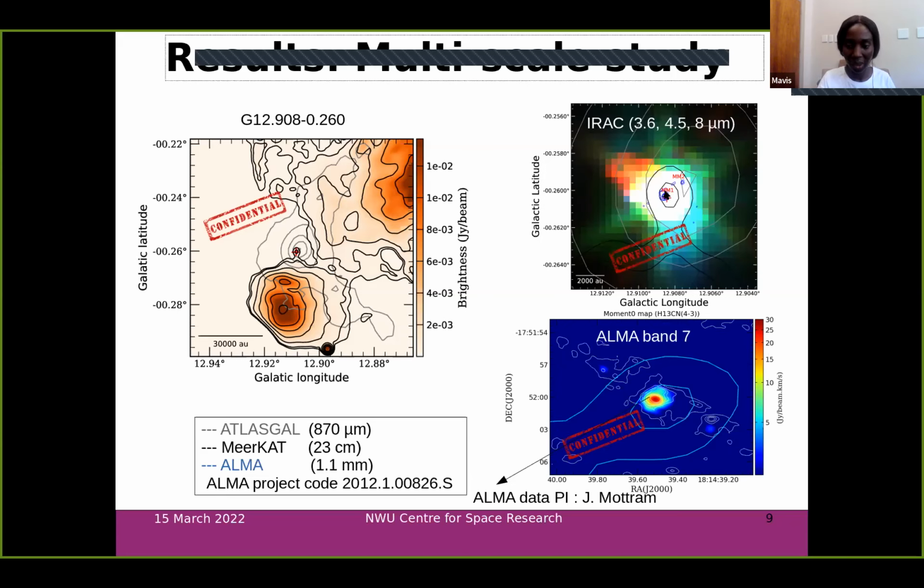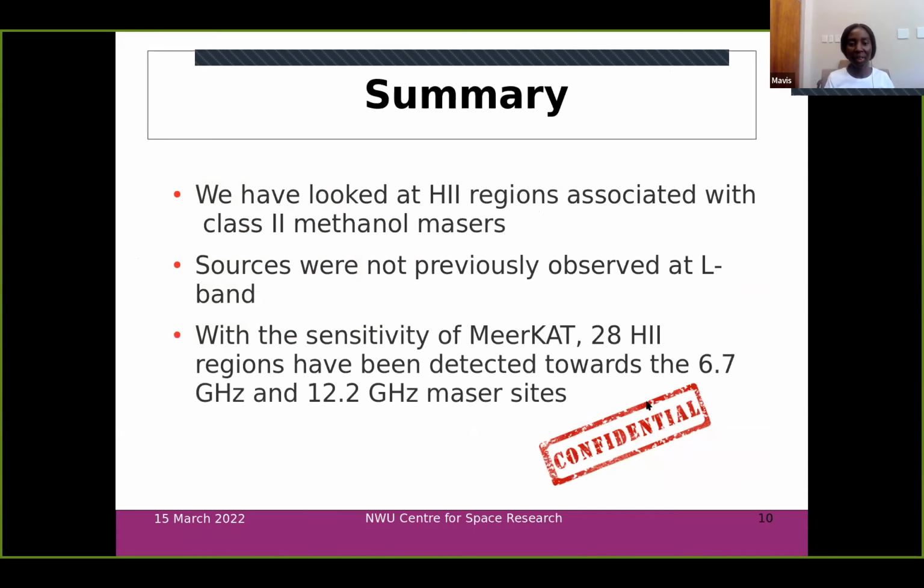called MM1. So this confirms that it's an H2 region, and it's the molecular line that we detected from the ALMA data was the hydrogen cyanide. And this is the moment zero map, which gives the total intensity of the source.